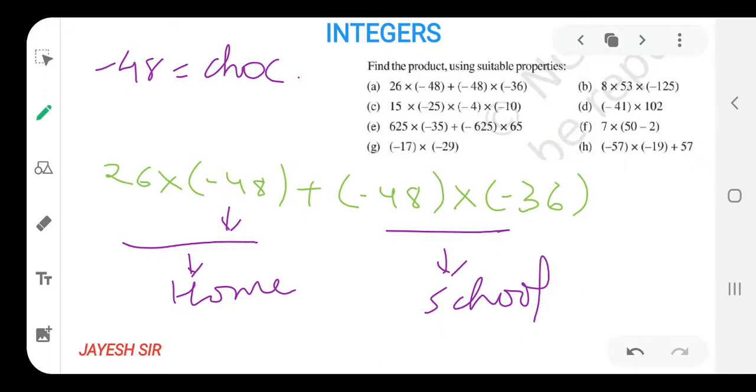Yes, friends. So 26 chocolates I get from home. How many chocolates? 26 chocolates I am getting from home. Then after home I went to school. But there, how many chocolates am I getting? First thing, you should forget the signs, as we are learning a different approach. Signs would play a different role while solving. And while reaching the school, I received 36 chocolates. So chocolate is minus 48. At home I have received 26, and in school I have received 36. That means chocolates are same, friends.